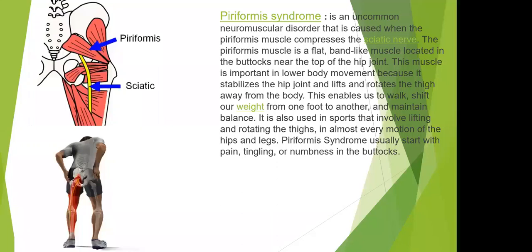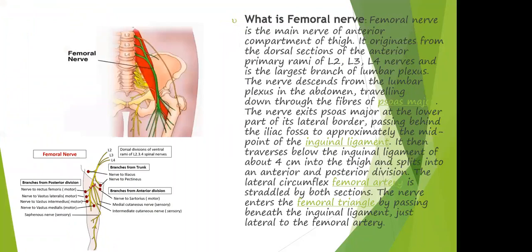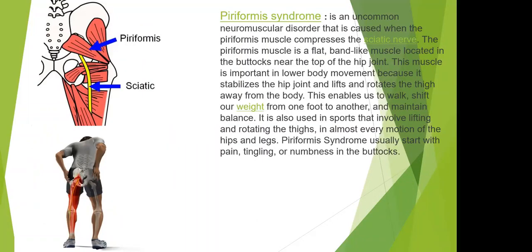It is also used in sports that involve lifting and rotating the thigh, in almost every motion of the hip and thigh. Piriformis syndrome usually starts with pain, tingling, or numbness in the buttock. We can see where the muscle is, and we can see where the pain is. Next, please.